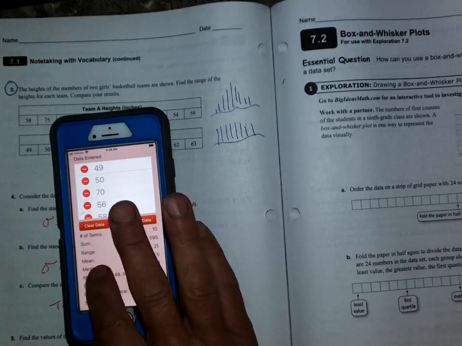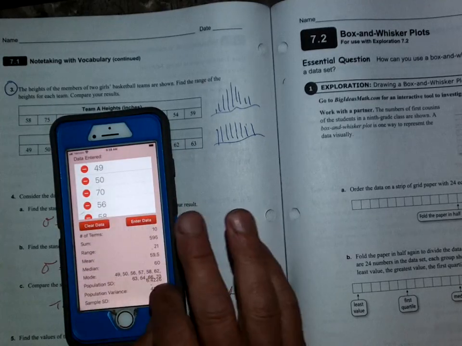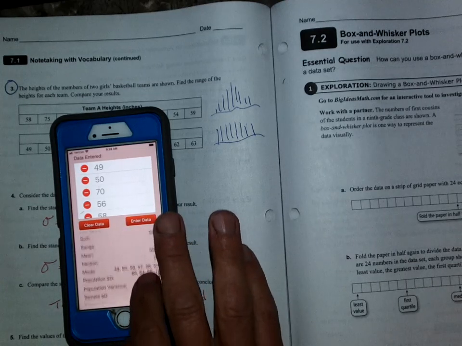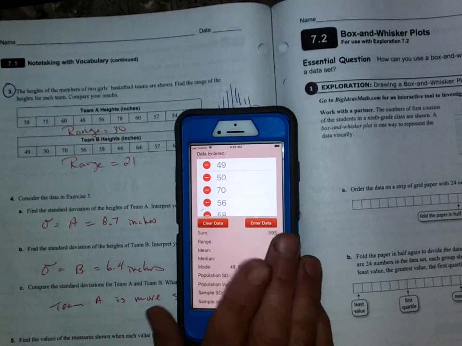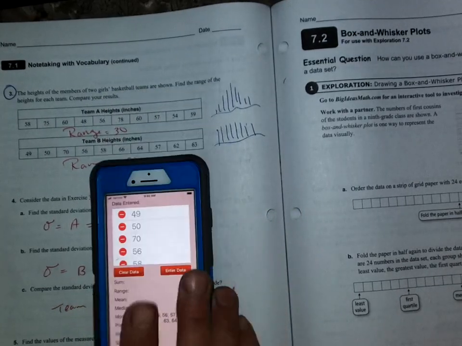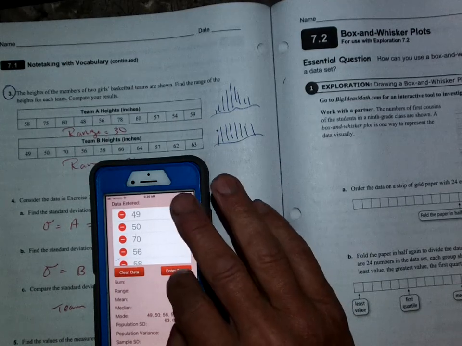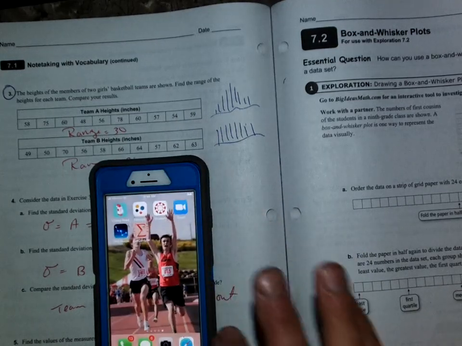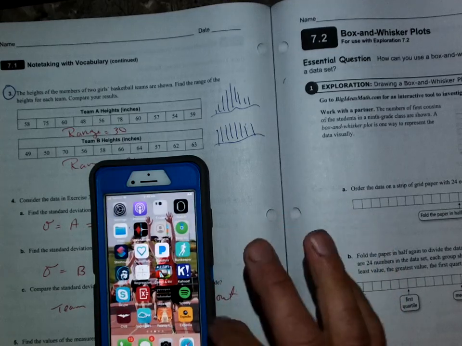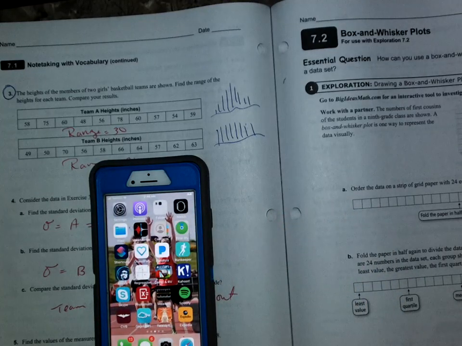There's my range, my median. It's even got my mean, my median, my mode. It's got my standard deviation. It shows the whole thing. There's my standard deviation of 4.6. Okay. So again, I found this app from my App Store. It cost me, I think, $2. Some of them are free.